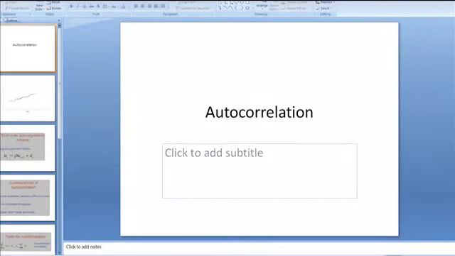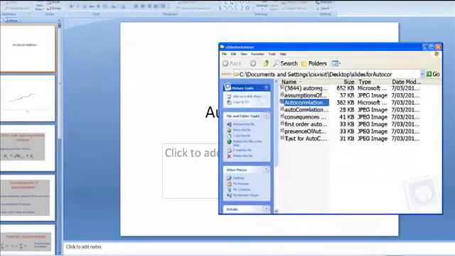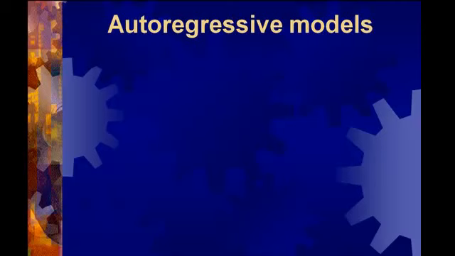Now there are some other ways of handling autocorrelation. Let me just talk a little bit about that, something called autoregression. Autoregressive models are a way to handle autocorrelated data, like time series data, which is often autocorrelated, like we just saw.